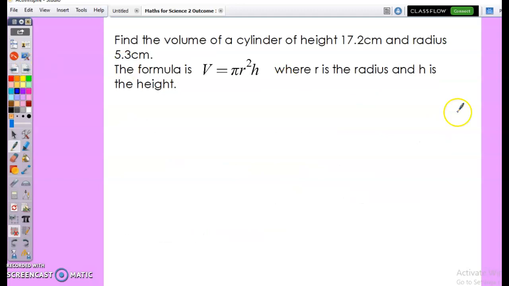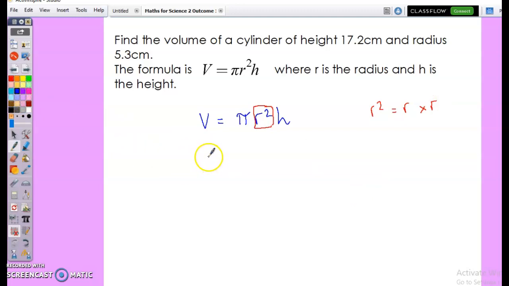Let's try some. Find the volume of a cylinder of height 7.2 centimetres and radius 5.3 centimetres. The formula is V equals pi r squared h, where r is the radius and h is the height. Okay, a few things this has brought up then. So these are written right next to each other, so they do just mean times. Just so we are clear, r squared means r times r, means multiply it by itself.